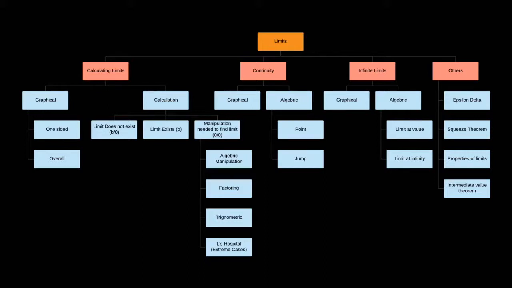Hello everyone. In the last video, we went over the graphical side of calculating limits. We covered all the possible questions that can come in your exam related to this topic. Now for the calculation part.